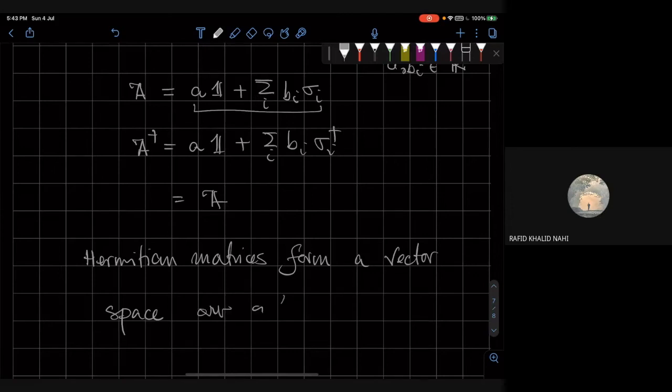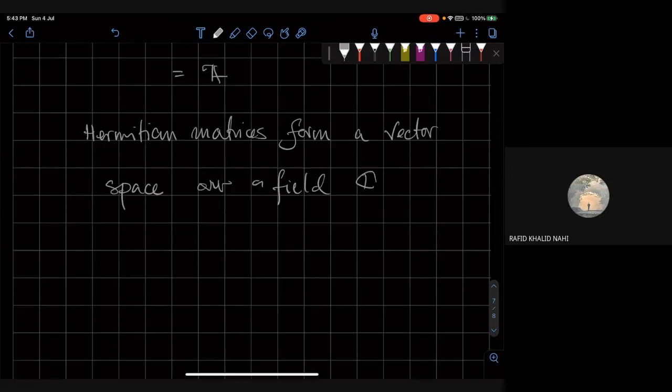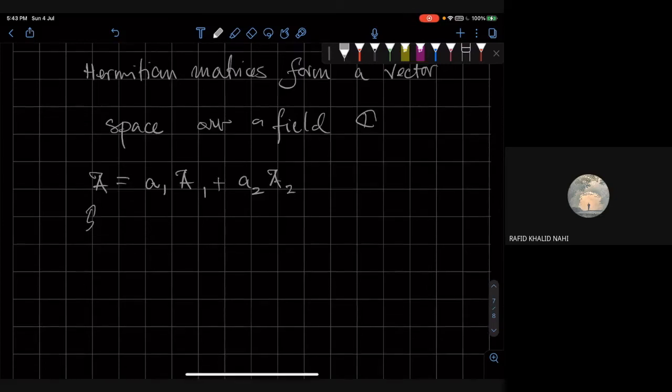over a field. What do you think the field should be? Should it be complex numbers? Okay, now he says it should be complex numbers. So if I take a Hermitian matrix, say A1, and multiply it by a complex number a1, and add another Hermitian matrix to it, multiplied by a complex number a2. If this is a vector space, this should also be Hermitian. Is it Hermitian?